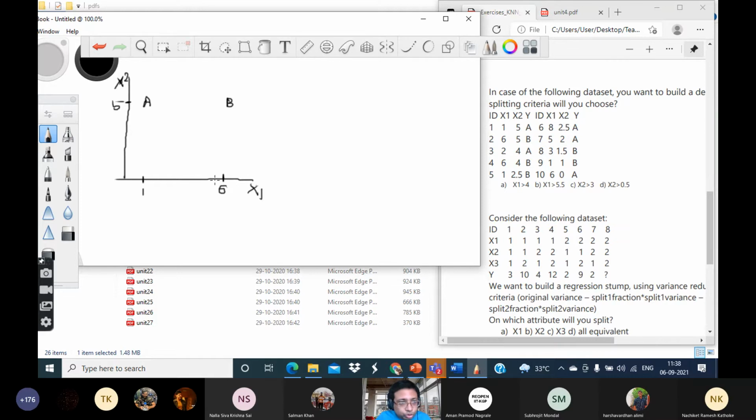Third point, 2, 4. So here is 2 and here is 4. So 2, 4, and the label is A, so I write A here. Fourth point, 6, 4. Here is 6, here is 4, and the label is B. Fine. Fifth point, 1, 2.5. So here is 1, and let's calibrate here: 1, 2, 3.